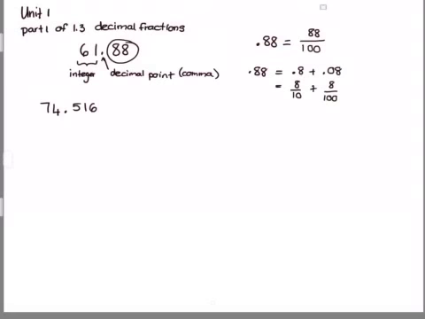Let's look at another decimal number. So I would read that 74.516. The 5 is 5 tenths, 10 with a TH. The 1 is 100th. So if you put the TH, it's got a completely different meaning to when you don't put the TH. And the 6 is 6 thousandths.